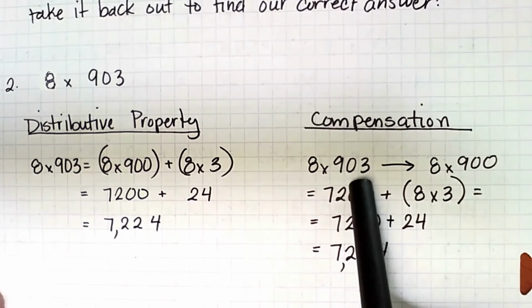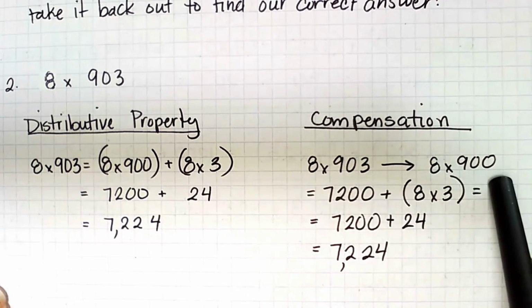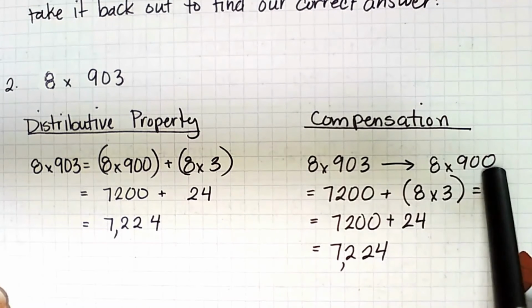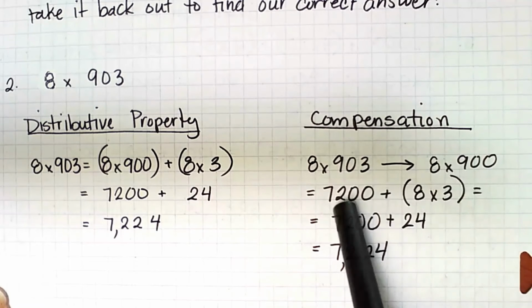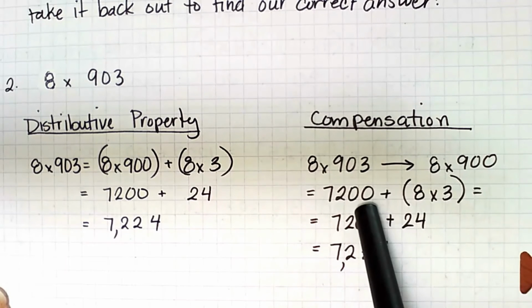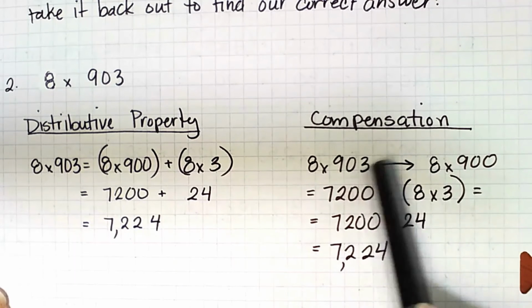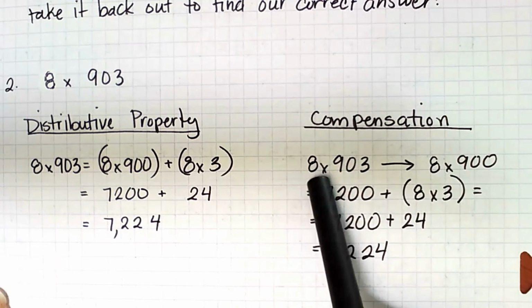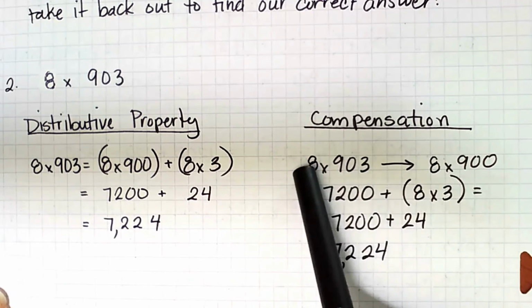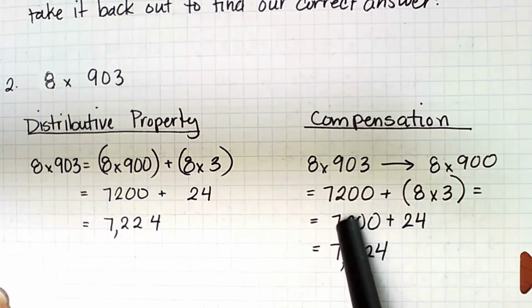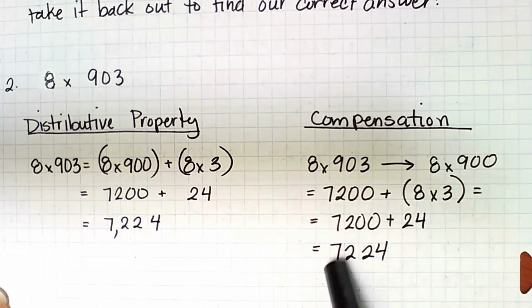8 times 903. Again, I'm going to say 903 is close to 900. So I found that 8 times 900 is equal to 7,200. Then I need to add in the part that I took out. So since I took that 3 out, I need to put it back in just as many times. So since it was done 8 times, we're going to multiply by 8. 7,200 plus 24, 7,224 is my answer there.